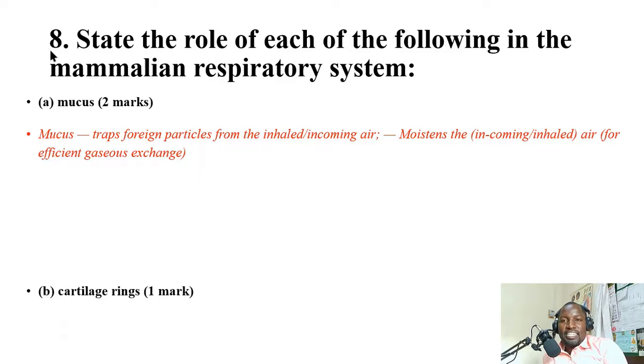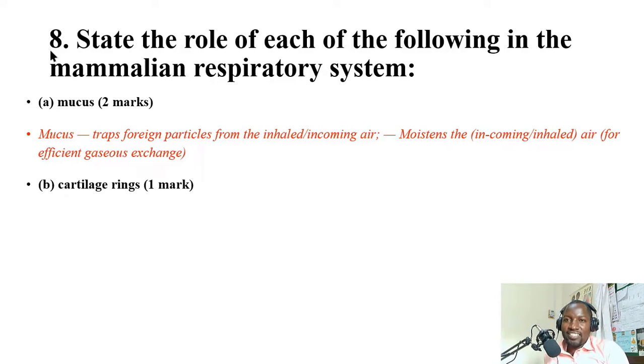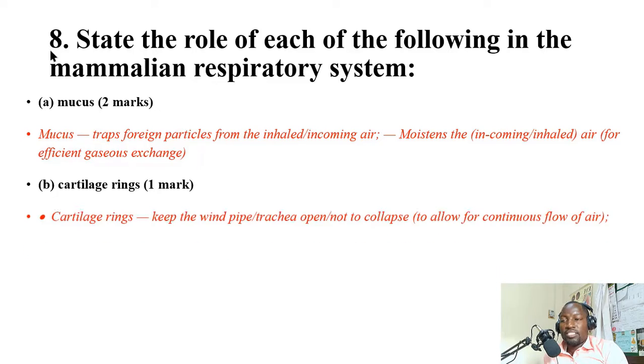We have the rings of cartilage. Some people call it the rings of cartilage or cartilage rings. It's just the same. The cartilage rings keep the windpipe, or the trachea, open so that it does not collapse, and therefore allow for continuous flow of air.